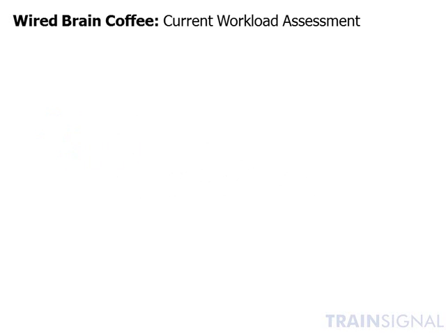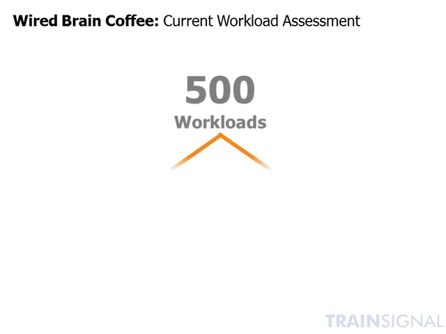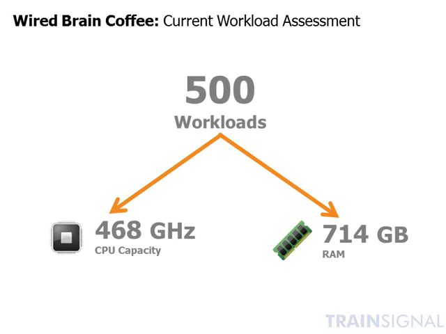Continuing in our scenario with Wired Brain Coffee, we performed an assessment of the current workloads that they're going to move into their new VMware vSphere 5 implementation in the new data center. They have 500 workloads they want to run, and they're looking for 15% per year for 3 years in terms of growth. Based on the assessment, we determined that the workloads are going to require 468 gigahertz of CPU capacity and 714 gigabytes of RAM.